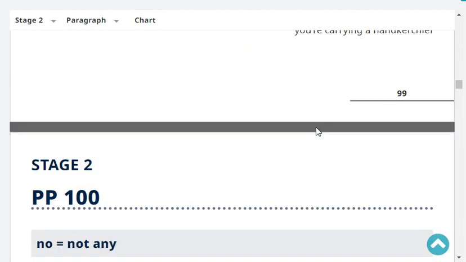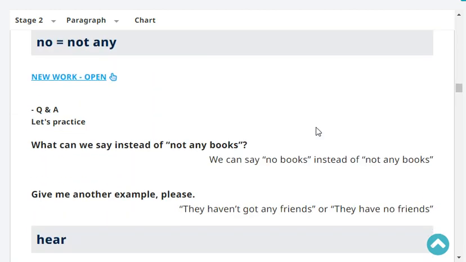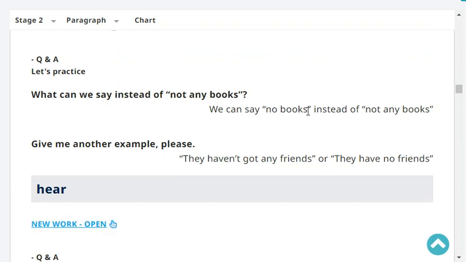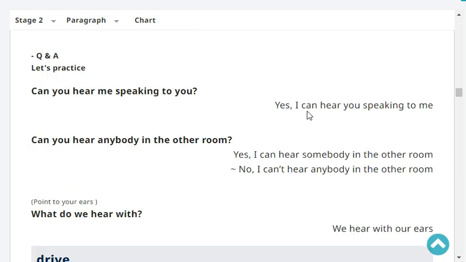Okay, ready? Yes, I'm ready. What can we say instead of not any books? We can say no books instead of not any books. Very good. Give me another example, please. They haven't got any friends, or they have no friends. Very good.